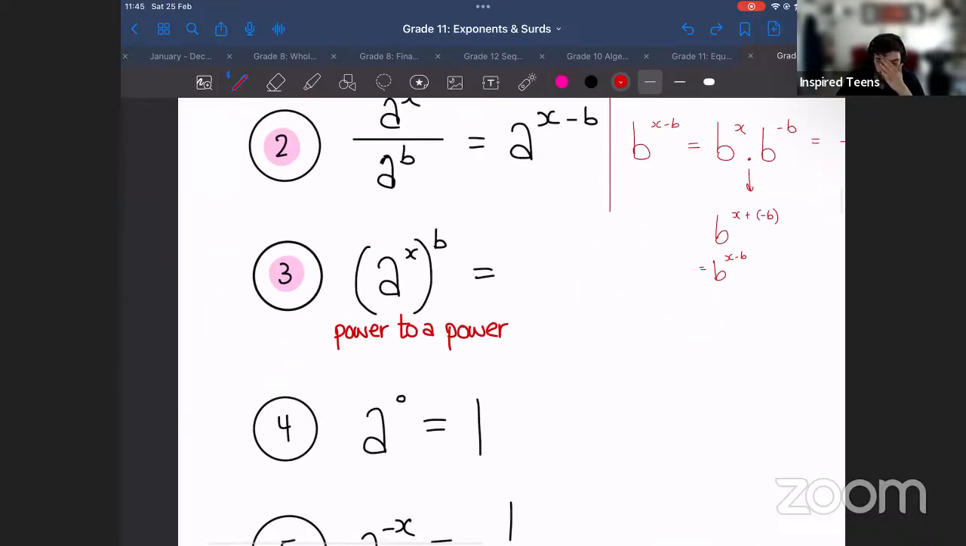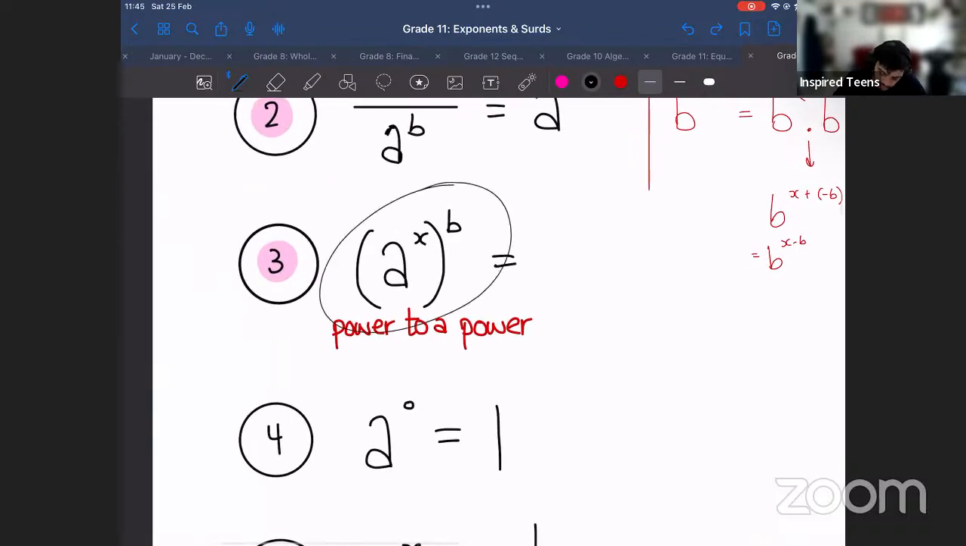Then we have number 3, which is known as a power to a power, which is basically when we raise an exponent to another exponent. So in this case, we have a to the power of x, to the power of b. So a to the power of x is a term, and then you're raising it to the power of b. In this case, you always multiply the exponents, so it's going to be x times b.